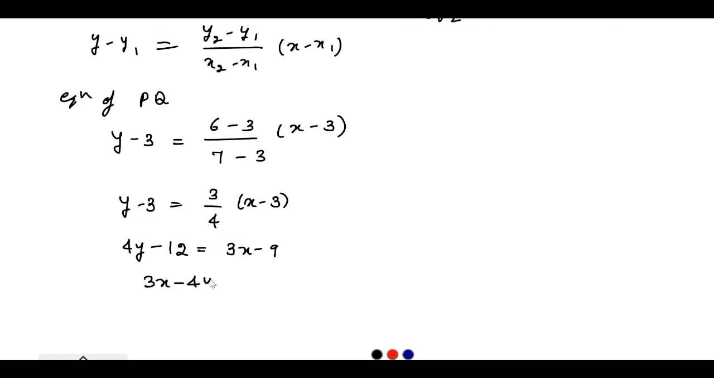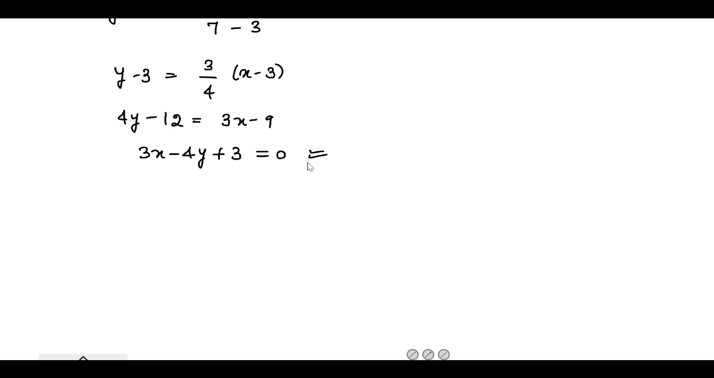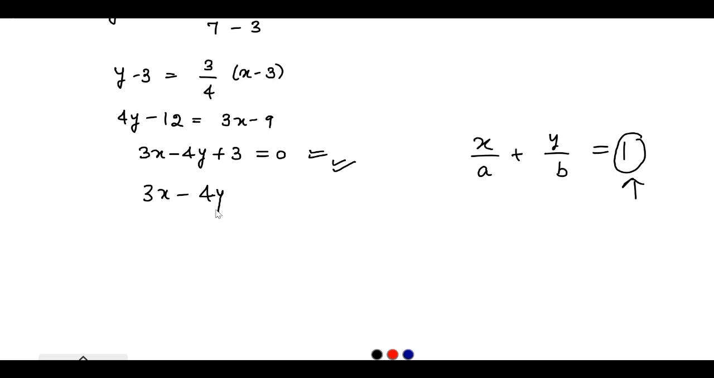3x minus 4y plus 3 is equal to 0. This is the equation of PQ. Now for this we have to change this equation in intercept form. Intercept form is x upon a plus y upon b is equal to 1. Means first of all write constant term on right hand side. 3x minus 4y is equal to minus 3. Then make this 1 by dividing the whole equation by minus 3.